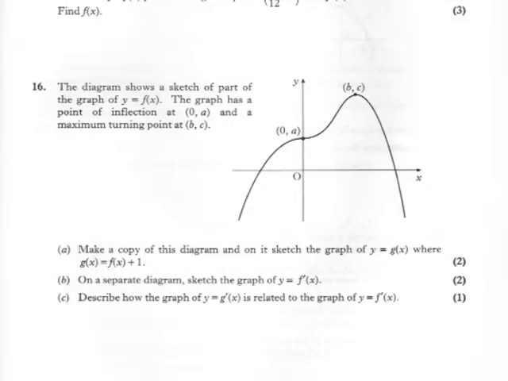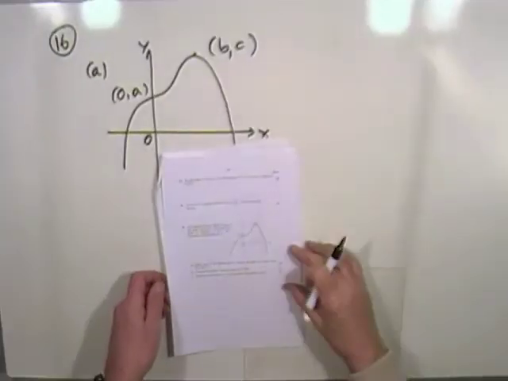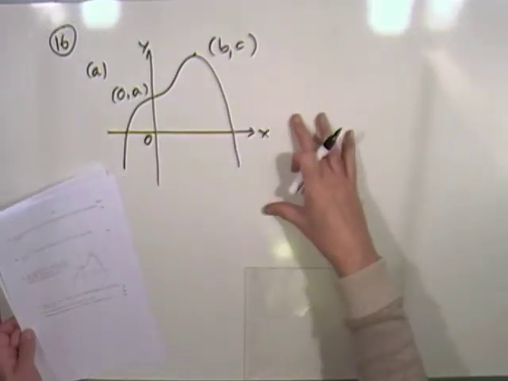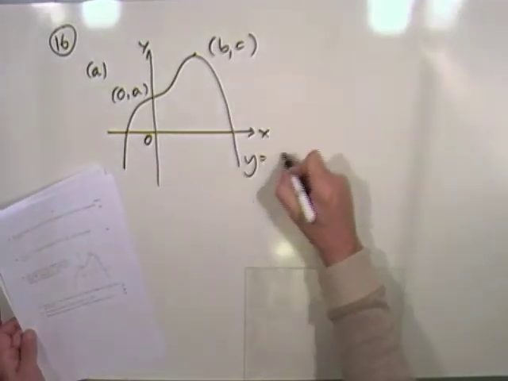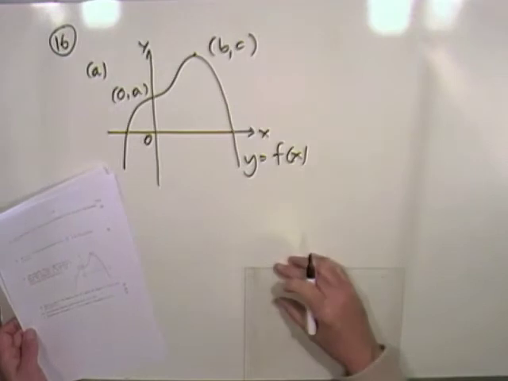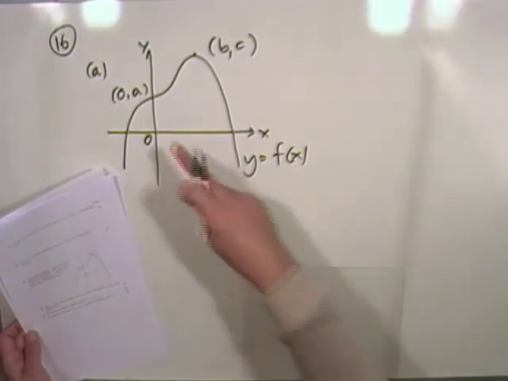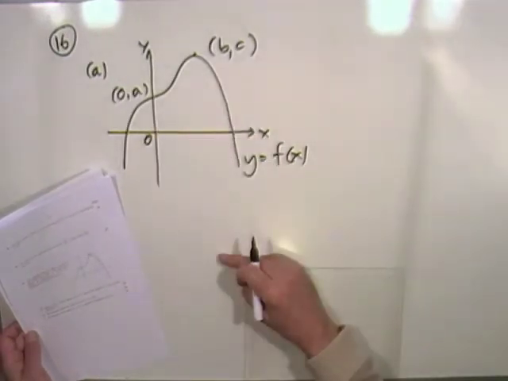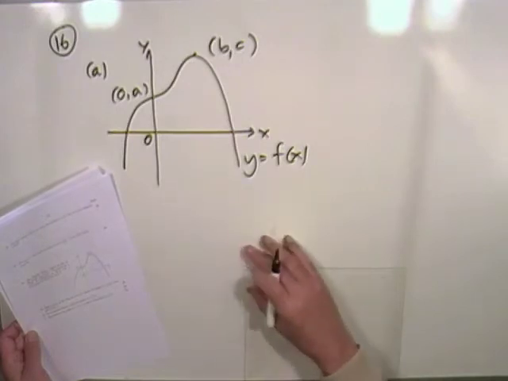Next, number 16, sketching transformed graphs. Question 16. On this diagram there's a graph of y equals some function of x, and it names a couple of points on it, just in general terms. Make a copy, done that.